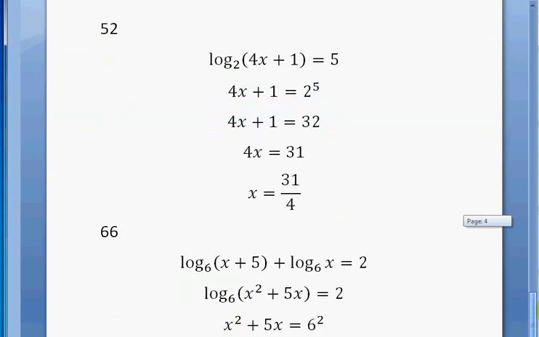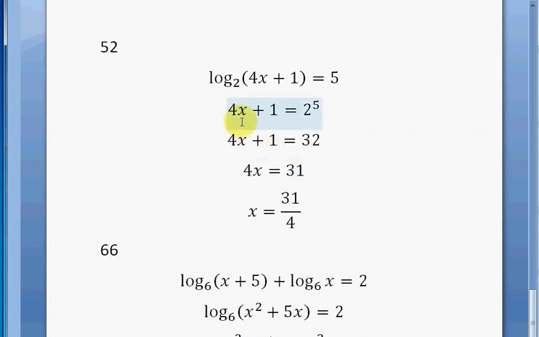Let's move into a couple examples for logarithms. This first one's a basic one. Log base 2 of (4x plus 1) equals 5. Remember, logs give you exponents. So my exponent is 5, my base is 2, so I'm going to rewrite this as 4x plus 1 equals 2 to the 5th. 2 to the 5th is simply 32, so I get a very simple equation. 4x plus 1 is 32. 4x equals 31 when I subtract 1 from each side, and x is 31 over 4.